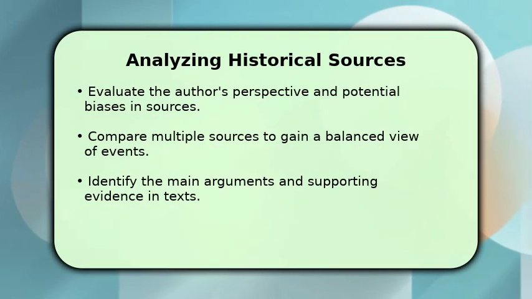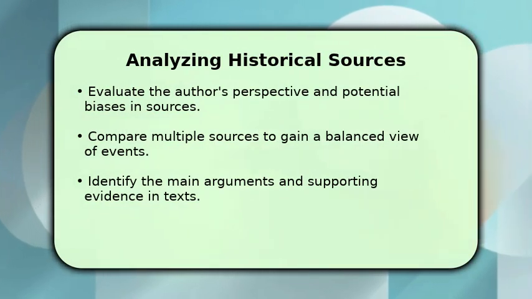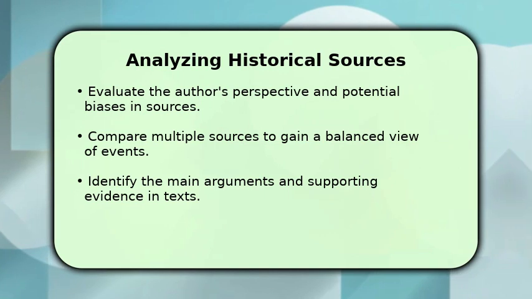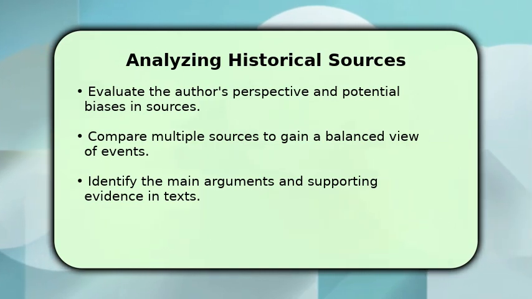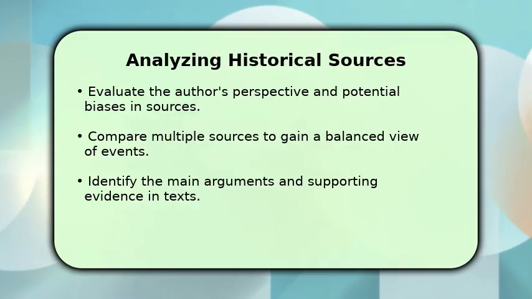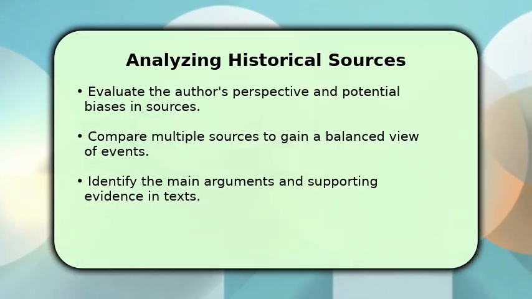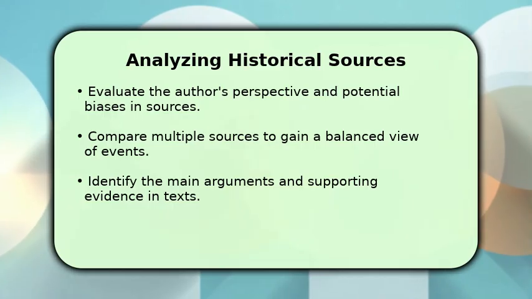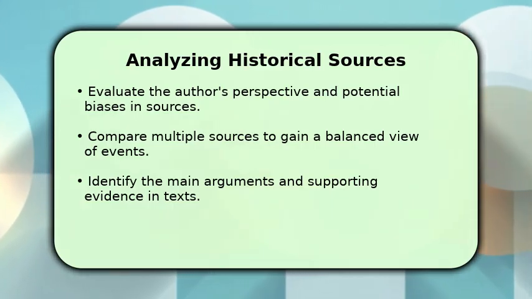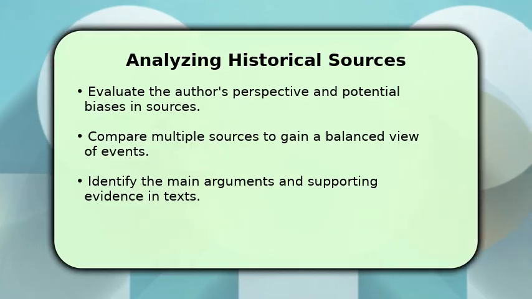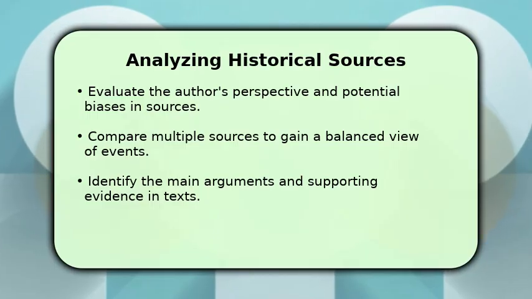Developing strong analytical skills is vital for history students. Always evaluate the author's perspective and potential biases when examining sources. Compare at least 2 or 3 different sources to gain a balanced and comprehensive view of historical events. Identify the main arguments and supporting evidence presented in texts. Regularly practice writing short essays to articulate your historical analysis clearly and concisely, which improves critical thinking.